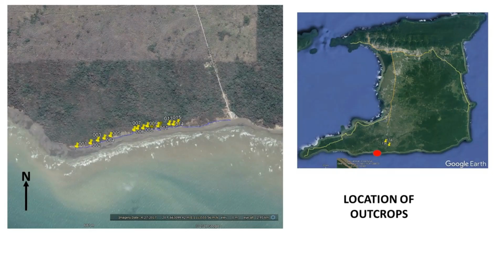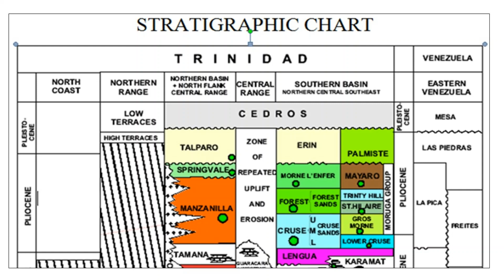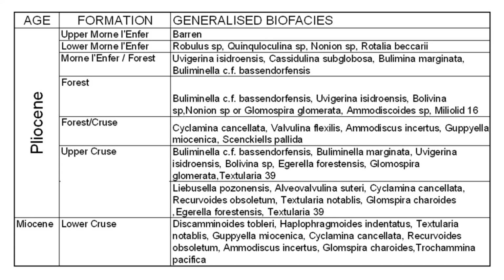The outcrops to be visited are located on the south coast of Trinidad at the western side of Quinam Bay. The outcrops are of Cruse Formation of Pliocene age. The various formations have been defined using assemblages of benthonic foraminifera.